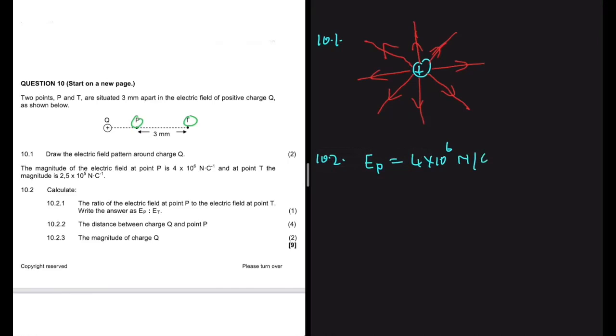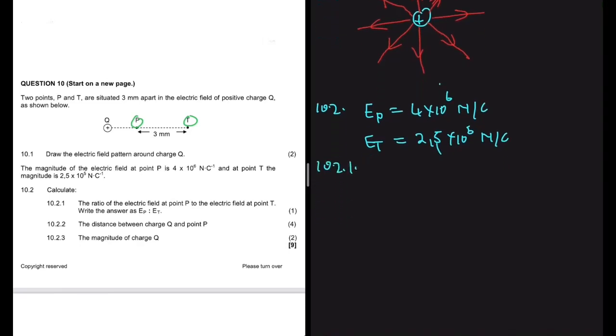And then at point T, the magnitude is 2.5 times 10 to the 5 newtons per coulomb. So again, for the sake of clarity, let's say ET is equal to 2.5 times 10 to the power 5 newtons per coulomb. And then 10.2.1 says, let's calculate the ratio of the electric field at point P to the electric field at point T. Write the answer as EP is to ET.